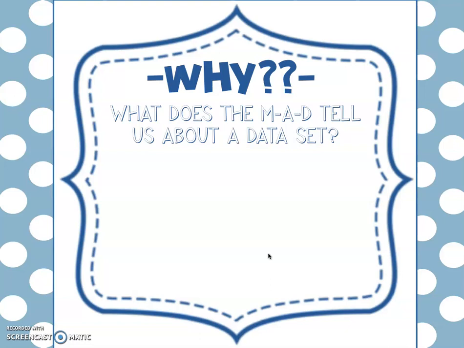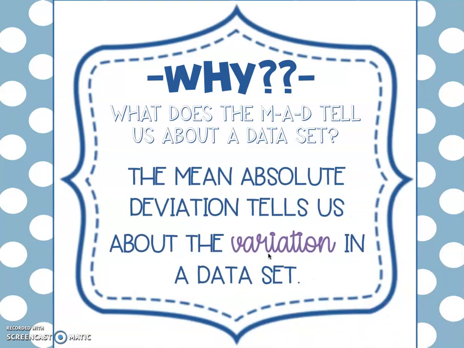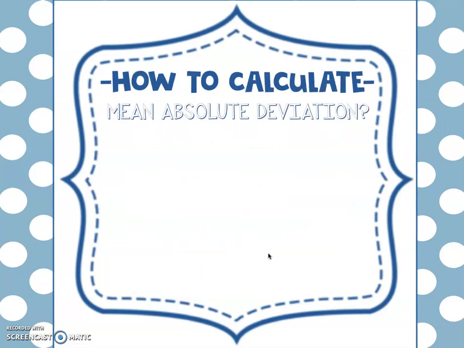So why do we calculate this? What does this tell us about the data set? Well, the mean absolute deviation tells us about the differences in data. It tells us whether there's a lot of variation or a little bit of variation. If there's a high mean absolute deviation, that means the data points are far away from each other. Lots of variation. If the mean absolute deviation is low, that means they're all really close together and it doesn't have a lot of variation. It doesn't have a lot of differences.